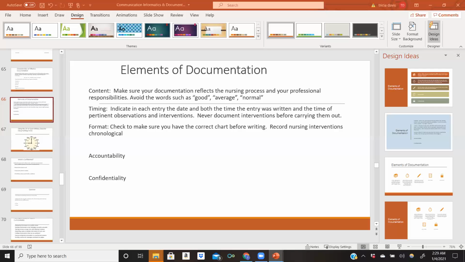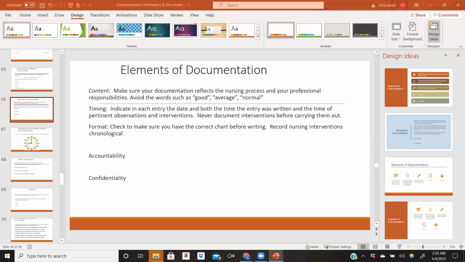You want to make sure you're using correct grammar and spelling, and then using that standard terminology. So remember what we talked about earlier about making abbreviations up in your mind. Making up your own abbreviations wouldn't be acceptable. Other people need to come behind you and recognize what you wrote and be able to understand it. You want to make sure you date and time each entry with the time that you actually did it. And then you want to record nursing interventions chronologically on consecutive lines.